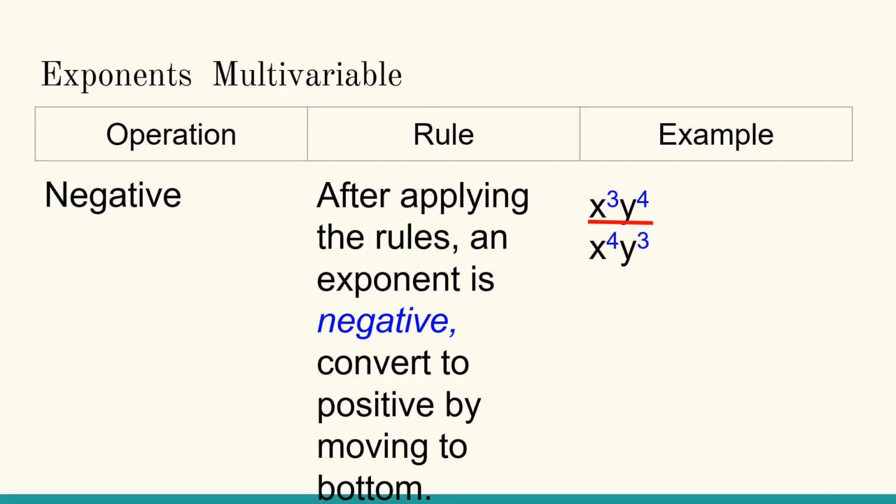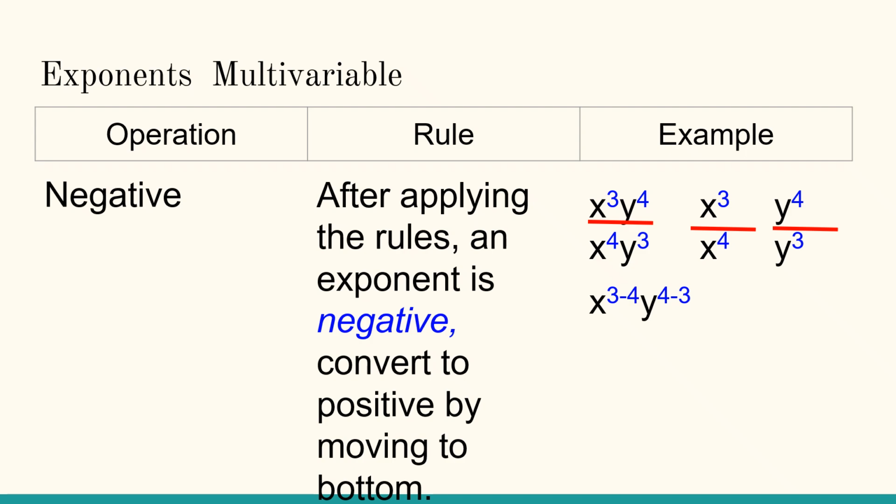Same as before, we're going to separate them into like terms. So we have x cubed divided by x to the fourth power, and we have y to the fourth power divided by y cubed. And remember, when we're dividing like bases, we're going to subtract the exponents. So we have x to the power of 3 minus 4 and y to the power of 4 minus 3.